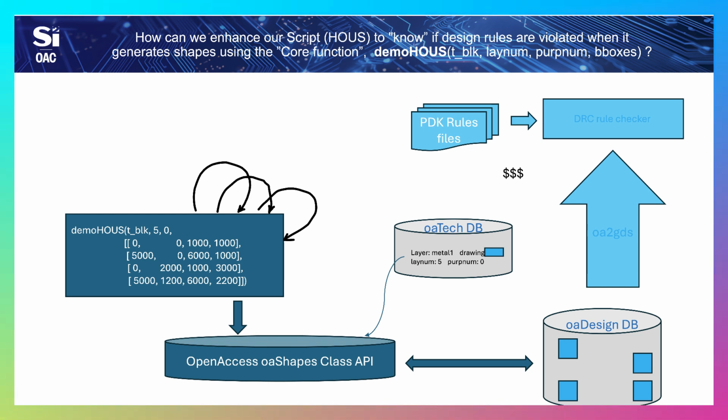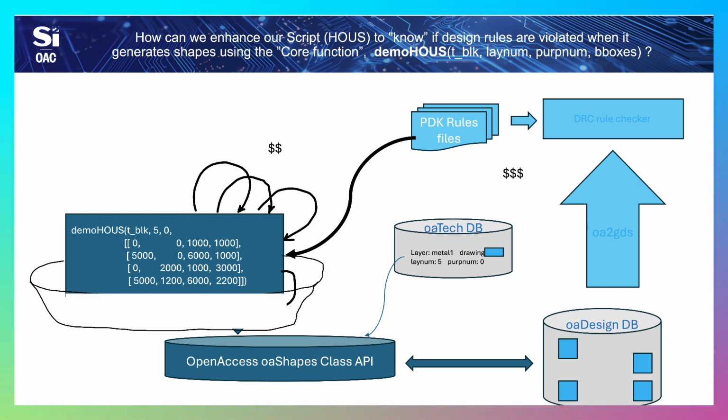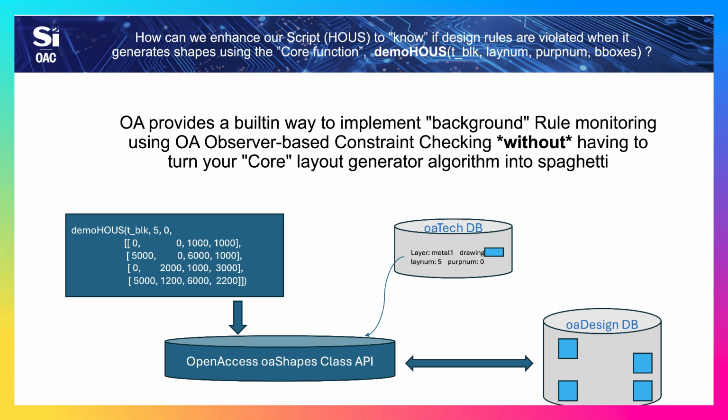HOUS core script. That would mean we'd have to insert logic into demo HOUS to handle checking and read DRC rule decks. And if we add new constraints into it, it'll get more and more complicated. Not only is that expensive, but our simple core algorithm starts turning into a bowl of spaghetti. But OA has a better solution. OA provides a built-in way to implement background rule monitoring using oaObserver-based constraint checking without having to turn your core layout generator algorithm into spaghetti.